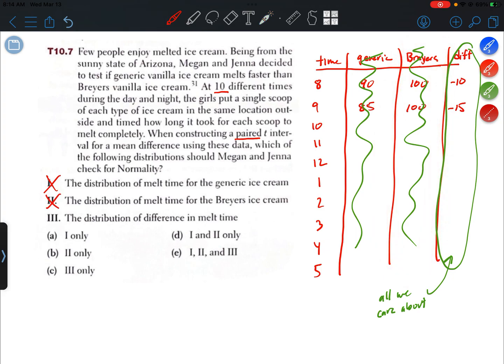The only column of data that we care about with paired data is the differences, and I'm pretty sure that's what 3 says. The distribution of difference in melt time. So we're going to go with option 3.